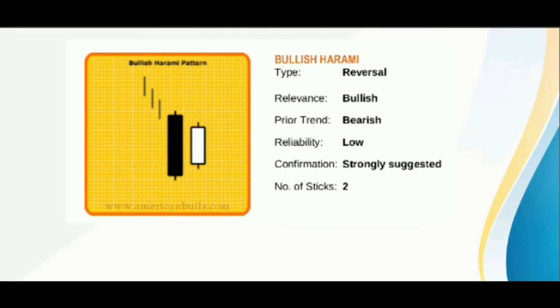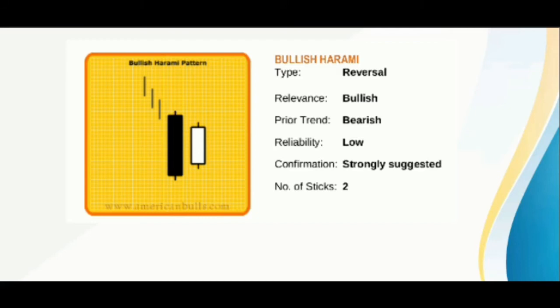Third pattern, bullish Harami. The bullish Harami pattern is characterized by a small white real body contained within a prior relatively long black real body.